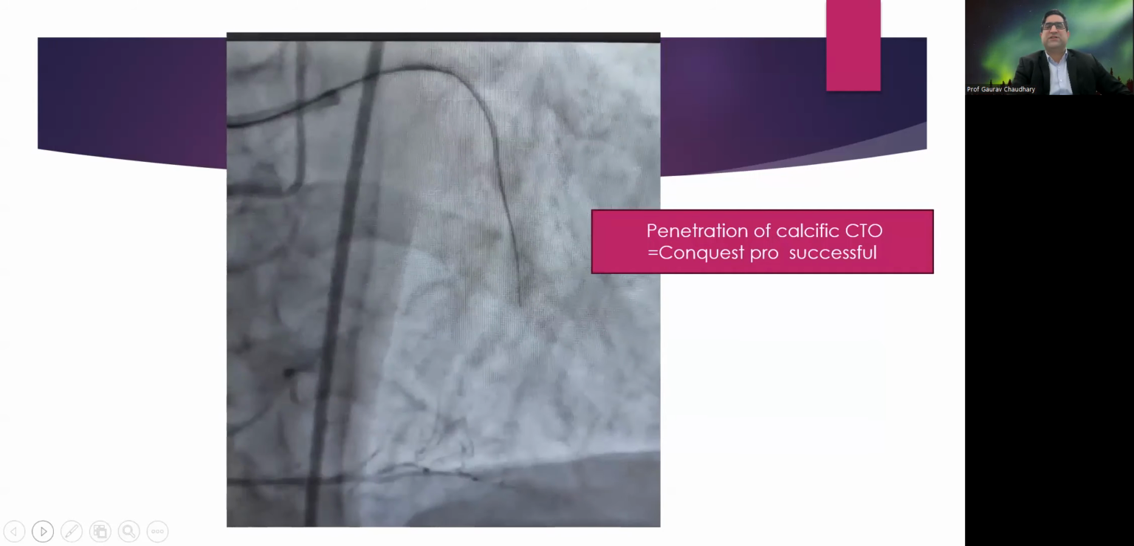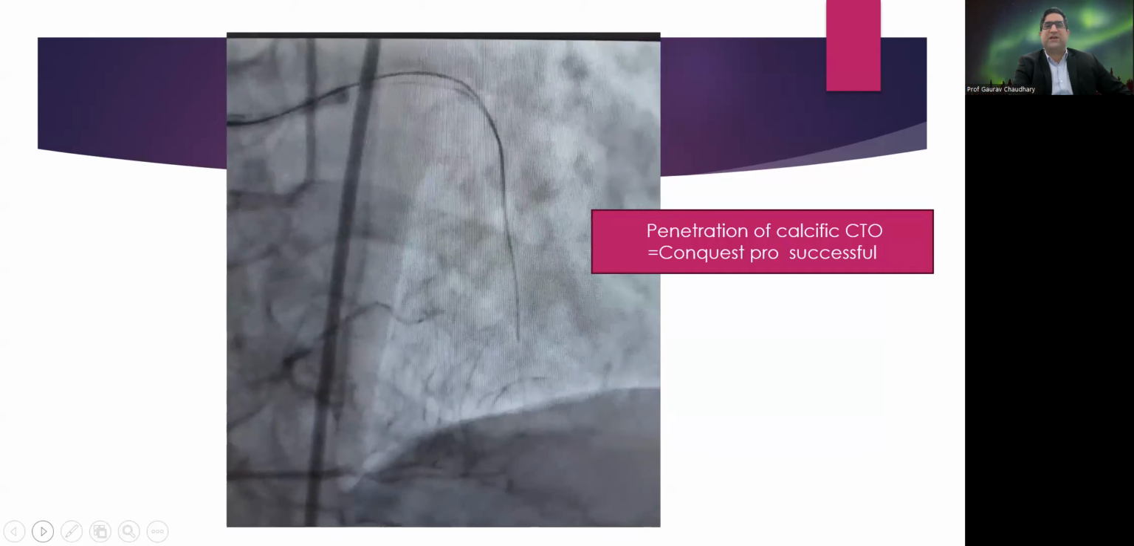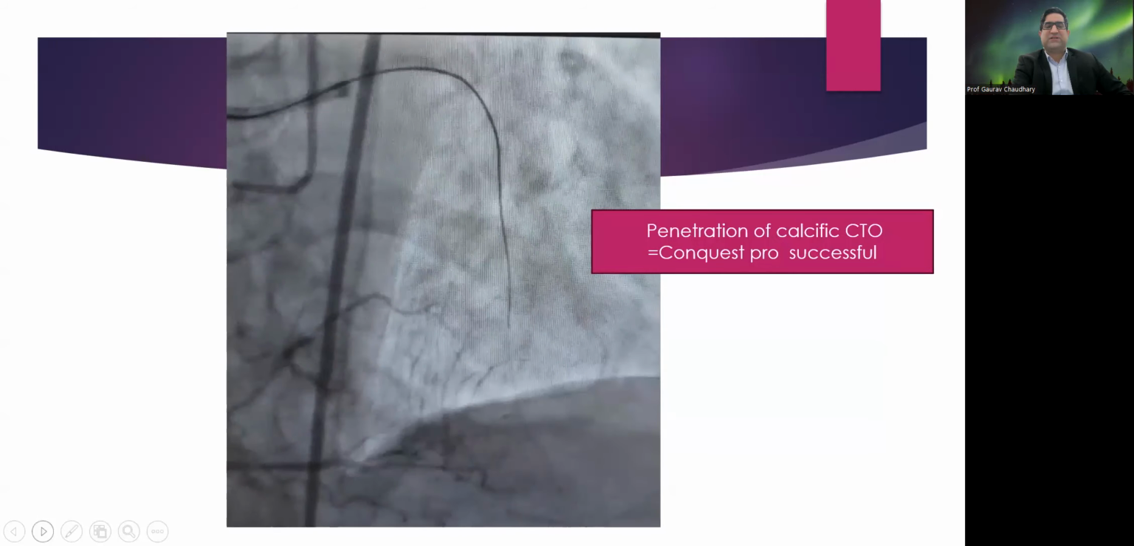So in this presentation, we discussed all three techniques of drilling, penetration, and sliding. And in the next session, I would be discussing the microcatheters.